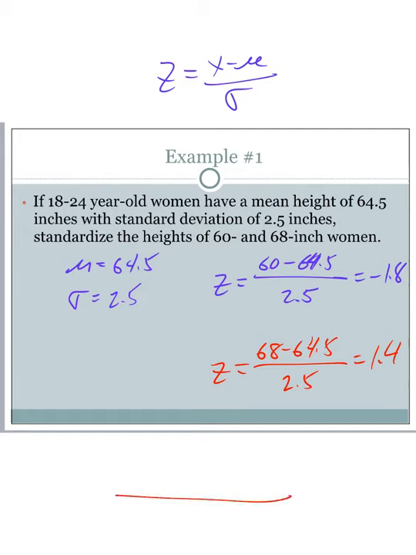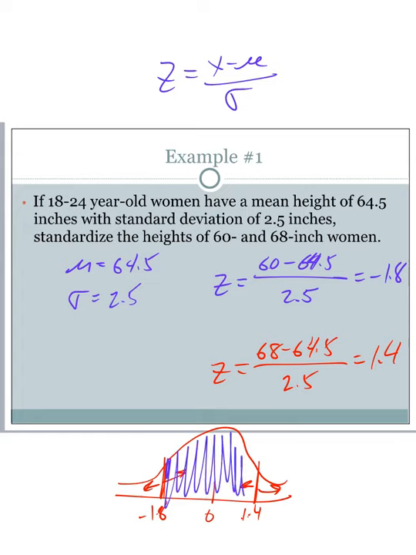And again, on a normal curve, it's always centered at 0. Negative 1.8 would be over here, and 1.4 would be over here. And then again, it might ask, what's the probability that we're taller or shorter than 68 inches, or taller or shorter than 60 inches? Could go either direction. Or it might ask, what's the probability that we are between 60 and 68 inches, in which case all of this is between 60 and 68 inches, which, as you can see, is a majority of women between 5 feet and 5'8".